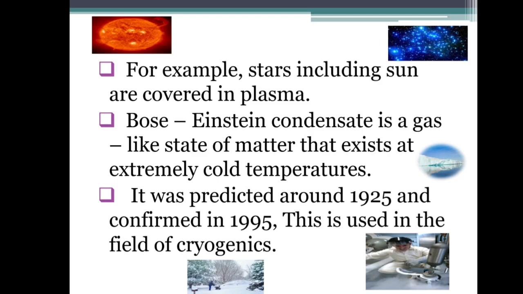of cryogenics. What is cryogenics? It is the study of the effects of very low temperatures. For example, in rockets or in the freezing of blood, cryogenics is used.